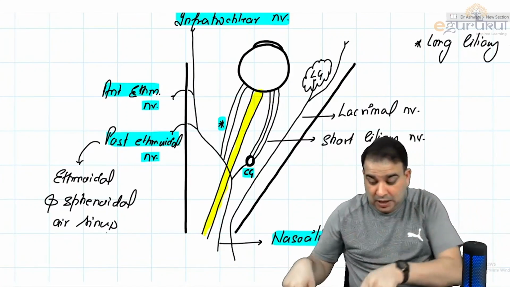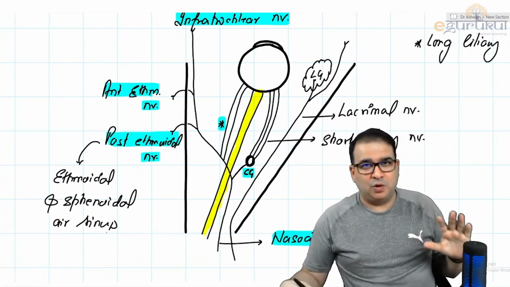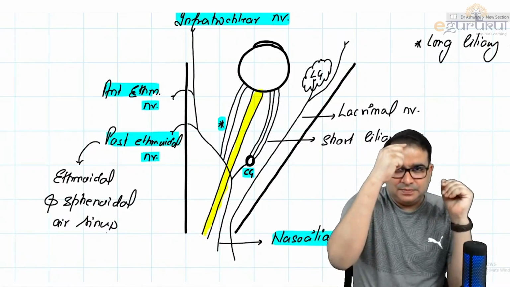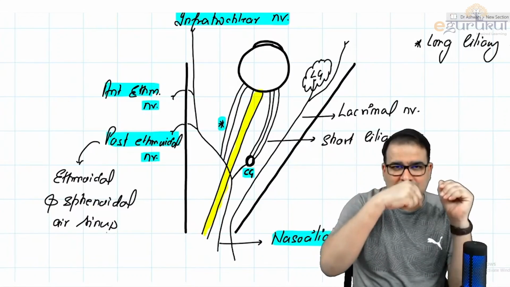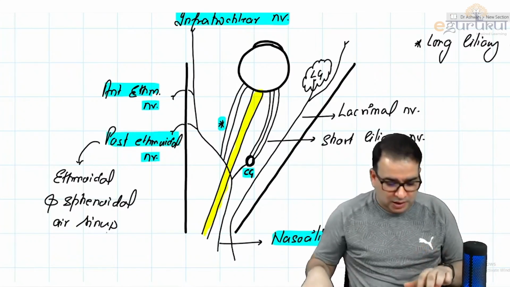That is the anterior ethmoidal nerve's own story. The anterior ethmoidal nerve says that I will do something different. Anterior ethmoidal nerve, first it goes into the cranial cavity, and then it comes into the nasal cavity. Now how it goes into the cranial cavity and how it comes to the nasal cavity is not important for now.